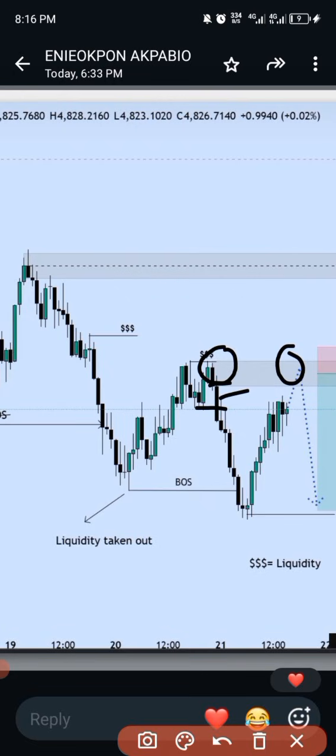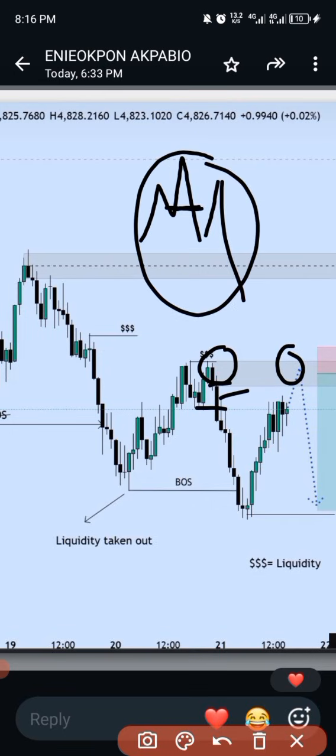And what is the entry pattern you are looking for? You are looking for a change of character at that level. You are expecting a break of structure to the downward direction and a retracement. Then the price should push down. That is our major entry pattern, right?